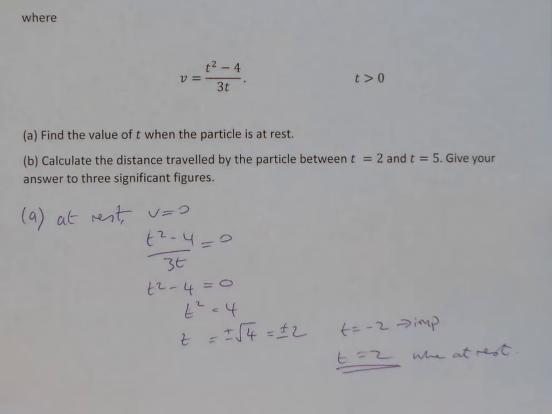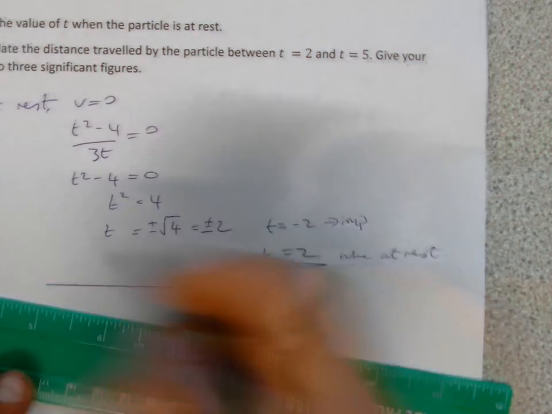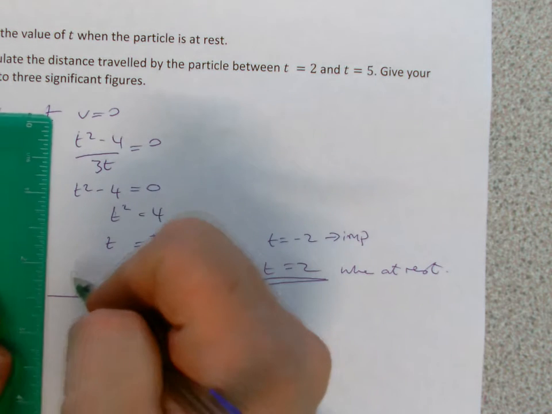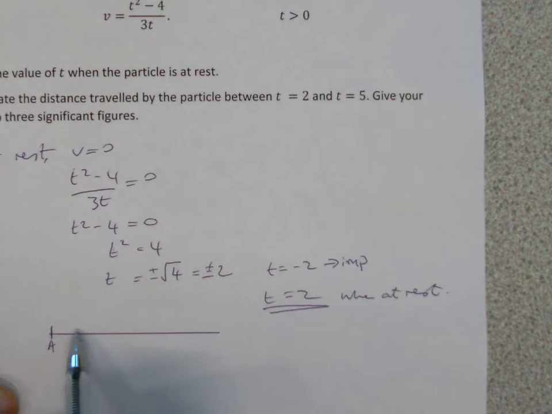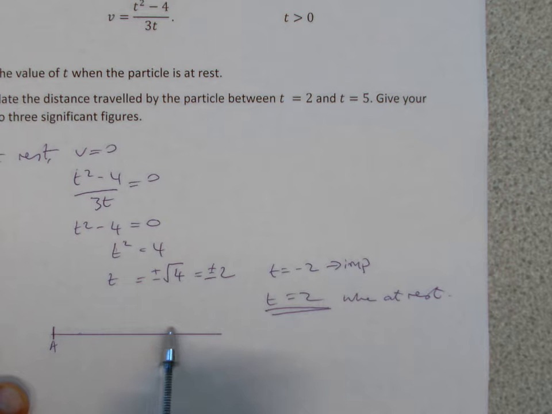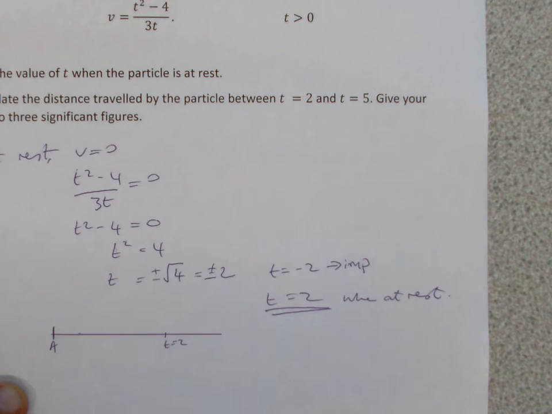So it's only at rest once, right? And then it keeps going. Just to think about this, when this particle is moving, at the start, it doesn't say where it starts, but suppose it starts at this point here, A, going in this direction. Then when t equals 2, it comes to a stop. So maybe it goes through A, starts to slow down, and then stops here when t equals 2.